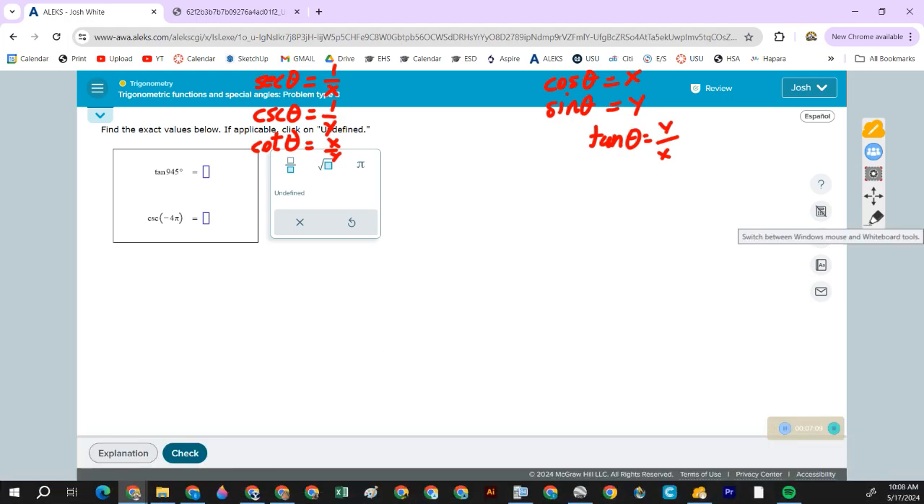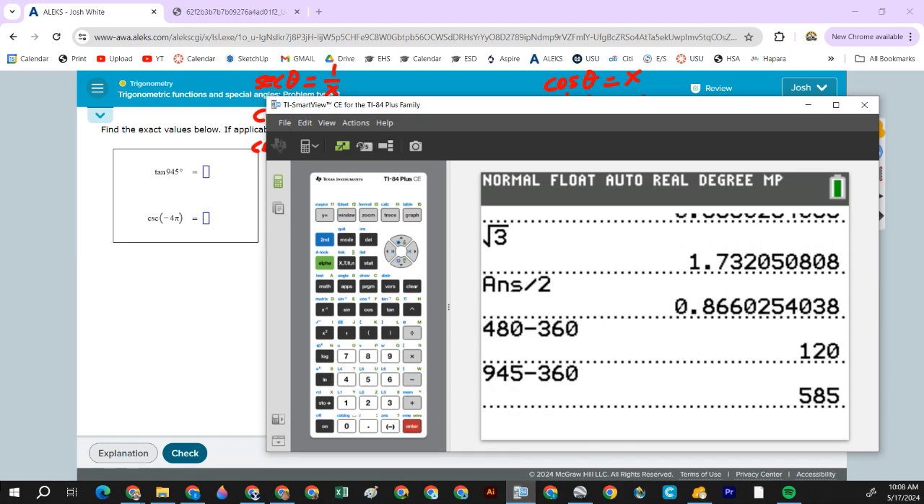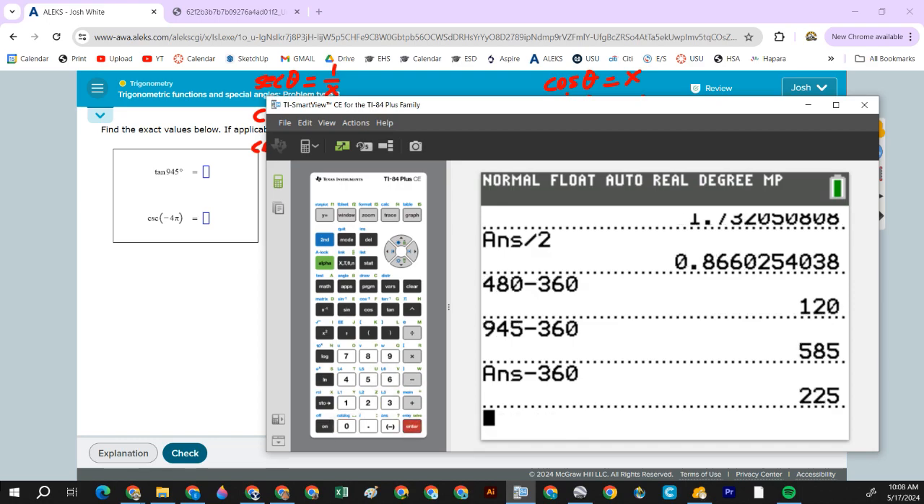Oh, and these are just the same thing. So 945 minus 360 minus 360, 225. So I would just go to 225 and do the tangent.